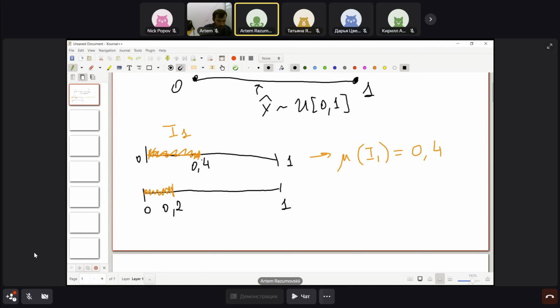But then I can say, okay, let's pick from 0 to 0.2, and then I choose the good quality from 0.6 to 0.8 as well. This is now my I1 prime. If I take the measure of I1 prime, I will still receive 0.4. Do you see how it works? I can choose different topics, but still have the same level of quality.